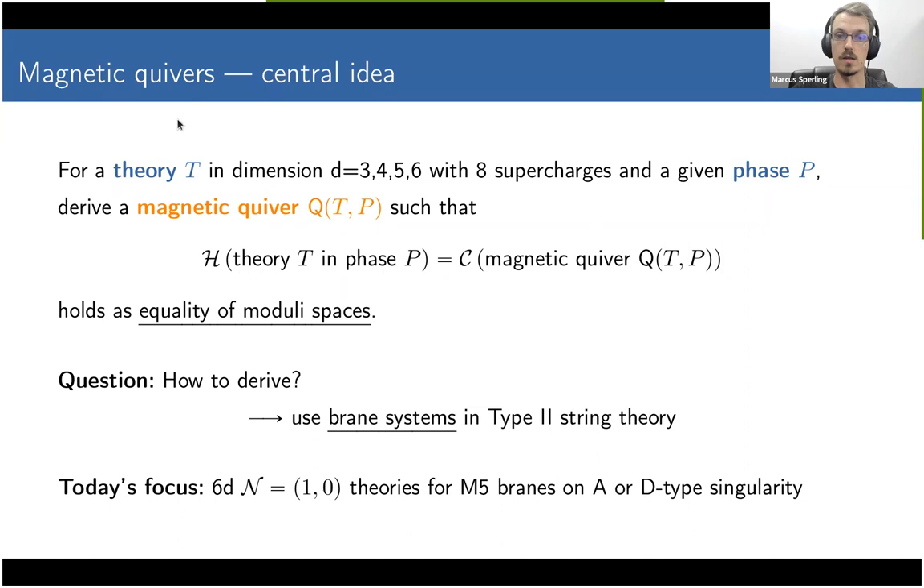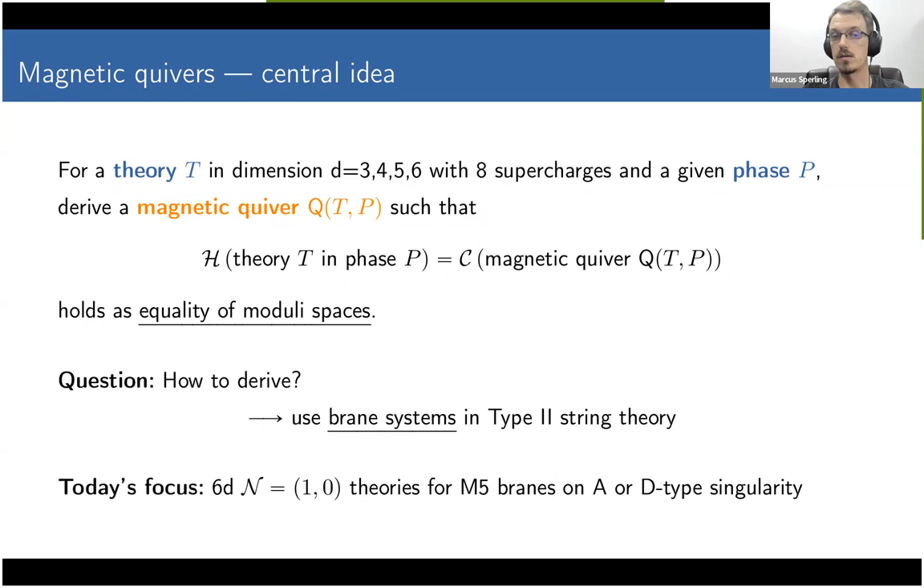And then the whole purpose in life of a magnetic quiver is that the 3D N=4 Coulomb branch of this auxiliary object gives you a geometric description of the Higgs branch you want to study, right? So that's sort of the whole purpose. And then you might say, okay, that sounds very nice. How do we actually do this?